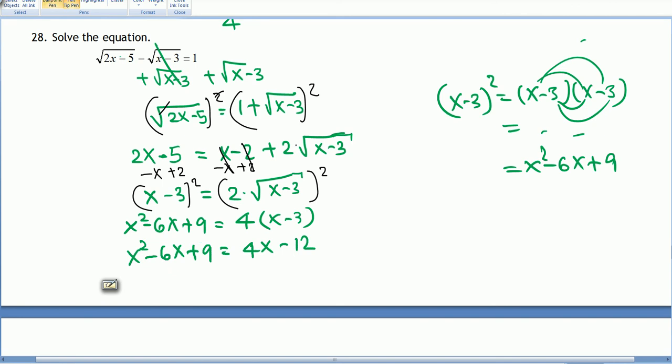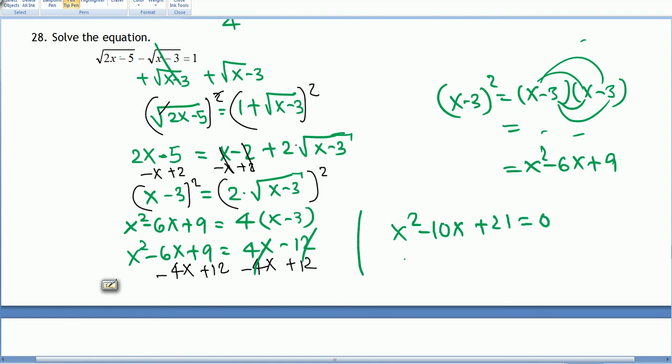Bring these two terms to the left side, so we subtract 4x, add 12, and we get x square minus 6x minus 4x, minus 10x, 9 plus 12, 21 equals 0. Factor this trinomial, so x square, 21, 7 times 3, 21, to get negative, both negative. So from this, we get 7, and from this, we get 3. Okay, 7 and 3 are possible answers.